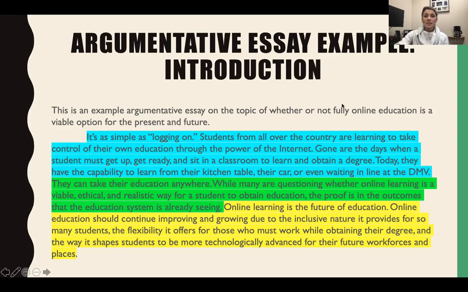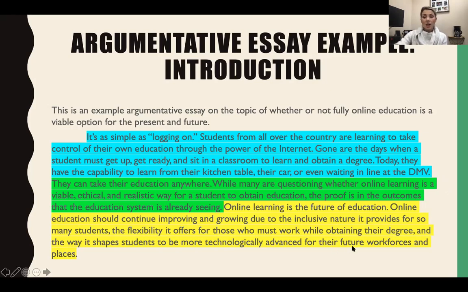Now, I want to break down these various parts. So this first sentence right here that's highlighted in blue, this is called your hook. And your hook is a sentence that gravitates your reader's attention, okay? It's a way to get them engaged into the message that you're trying to convey. This part that's highlighted in green is called your transition or your background information. That is basically the connector piece between your hook and your thesis statement, your main idea.